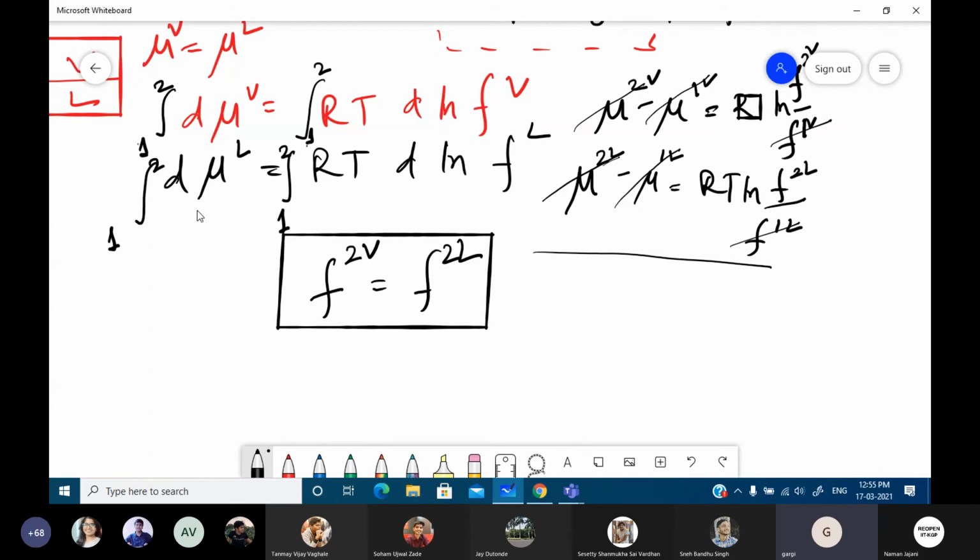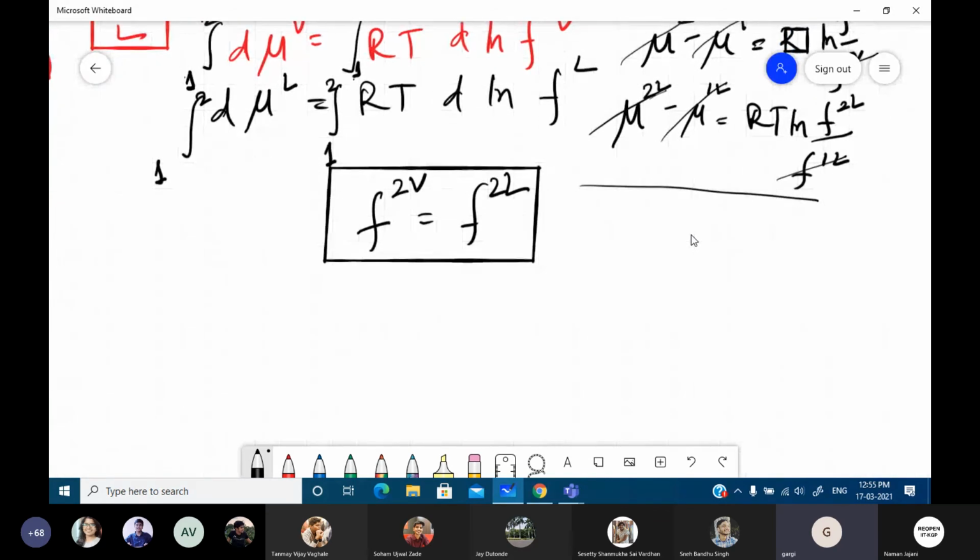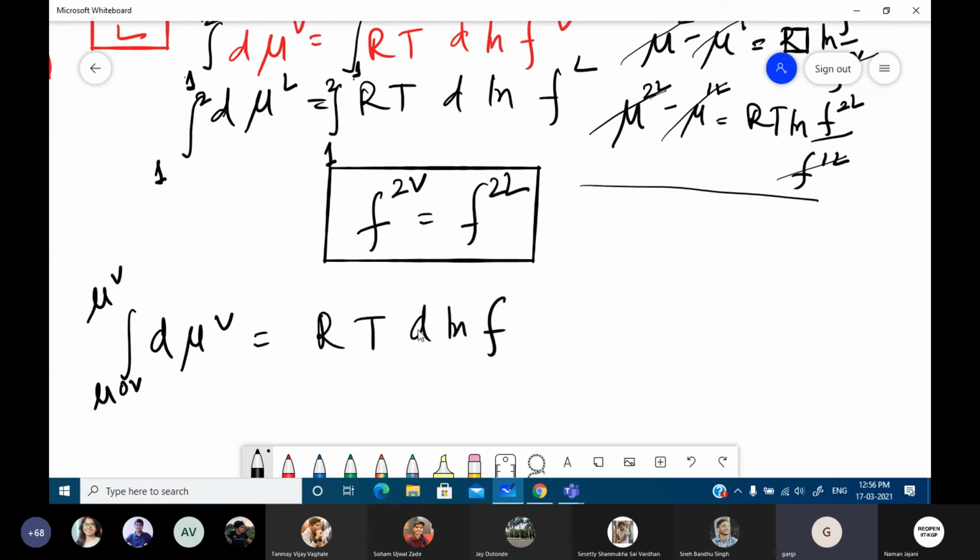Now suppose I assume that, well, I'll not take the same standard states in the two cases. I'll take different standard states. Agreed, we can also do that. So for the vapor phase, say I take mu0V to some particular state mu V. Naturally, this is RT d ln FV. This also goes from F0V to some particular state FV.